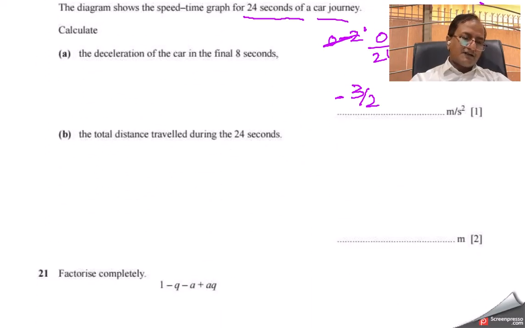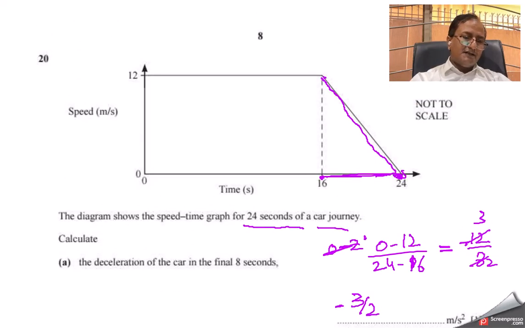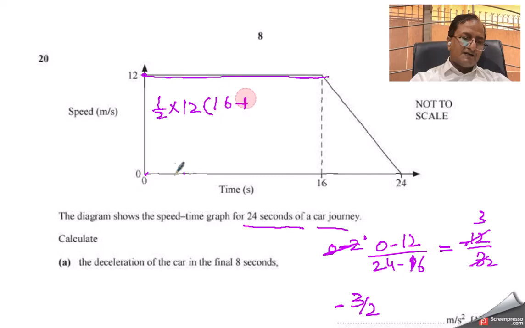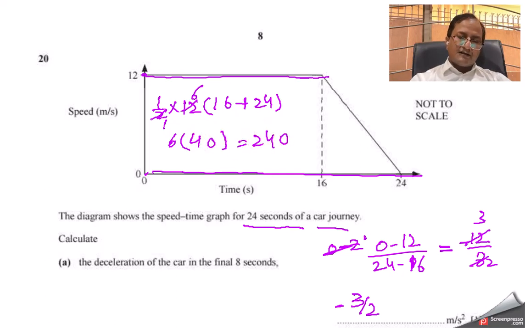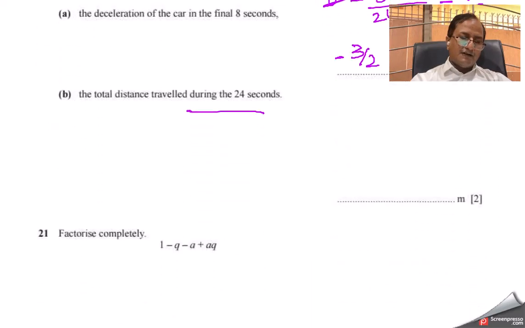Okay, the total distance traveled during the 24 seconds. Total distance is basically the area under the curve. This is a trapezium. The area of the trapezium is 1 by 2 times the height 12 times the sum of the parallel sides, 16 and 24. Solving, 6 times 40 gives 240. The total distance under the curve is 240 meters.